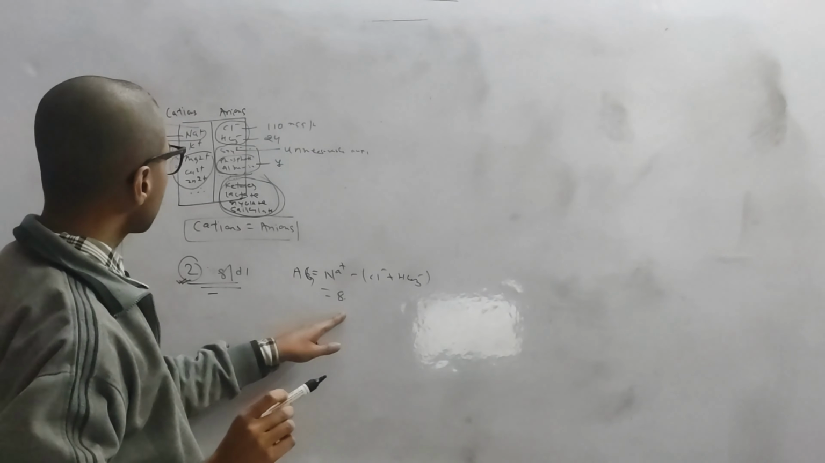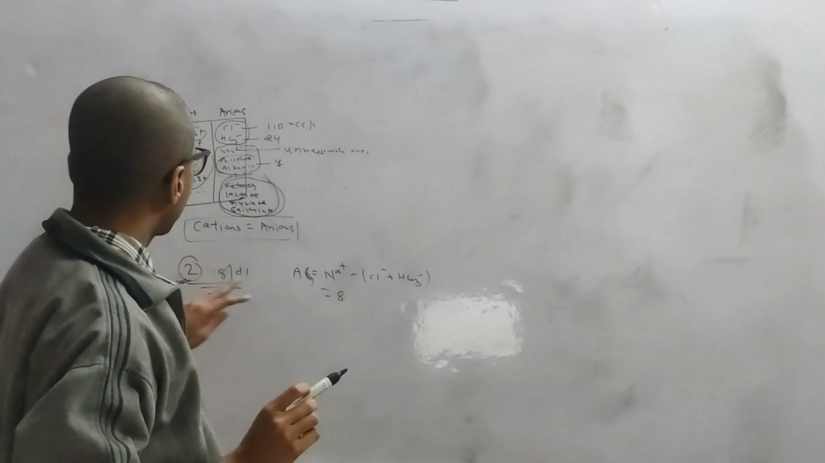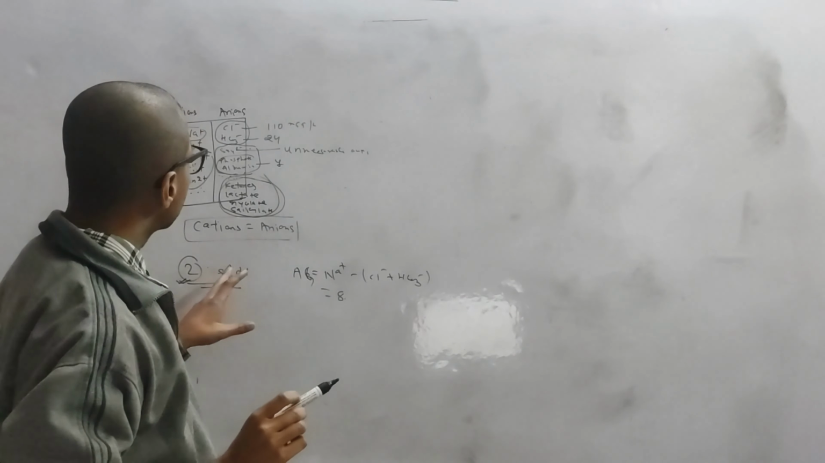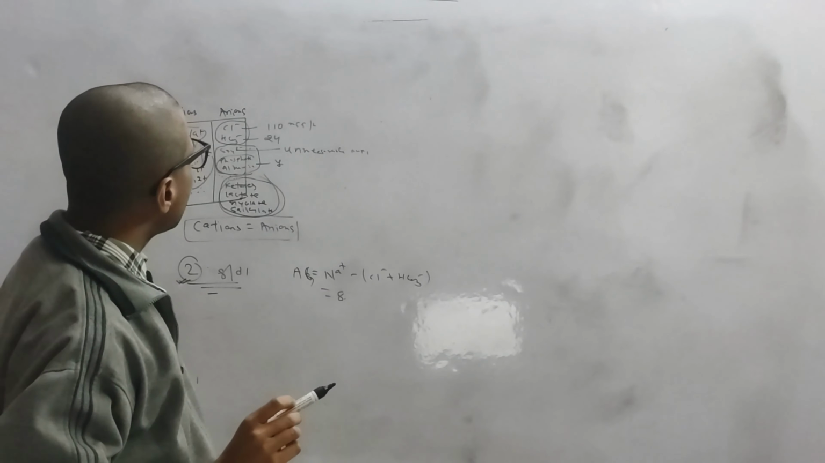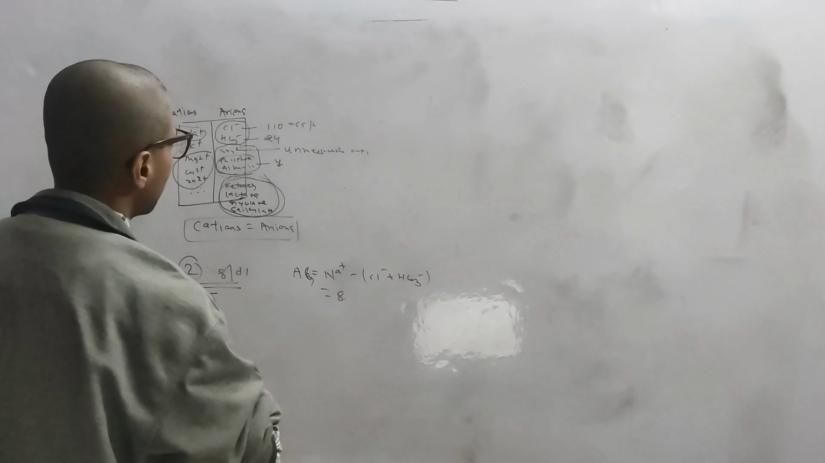So I had to adjust this anion gap for albumin. Why? Because I had assumed that she had a normal serum albumin concentration. But she has a low albumin concentration, half of what I assumed. I assumed that she might have 4 gram per deciliter, but she has only 2 gram per deciliter. That's why we have to adjust this anion gap.